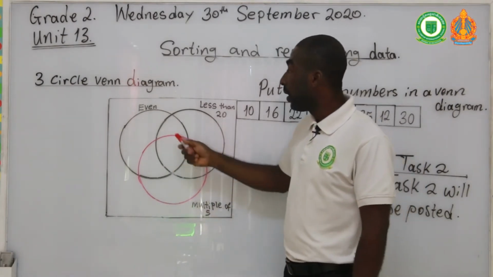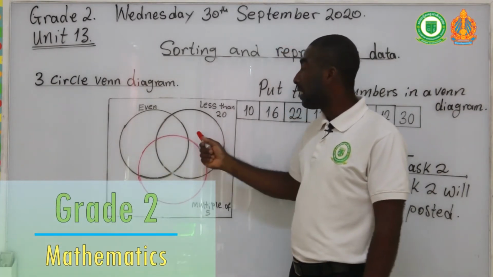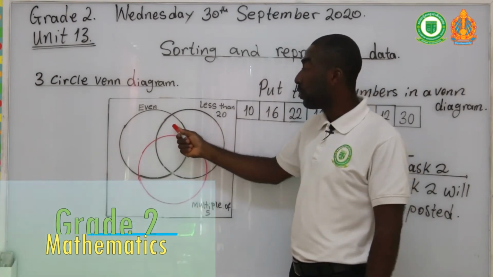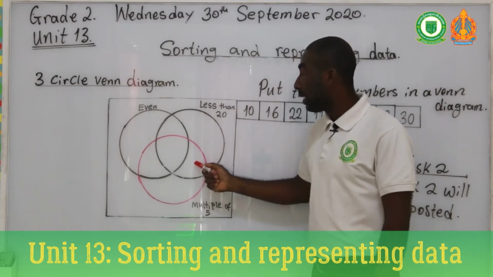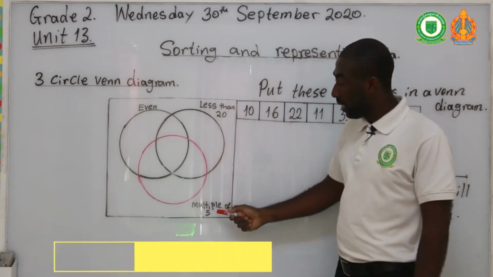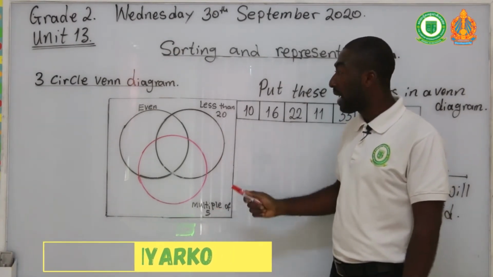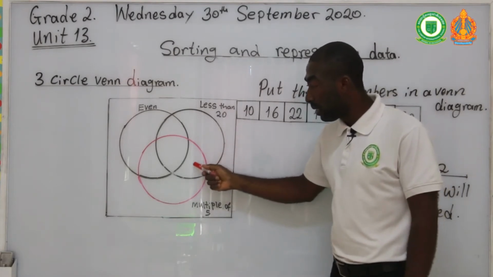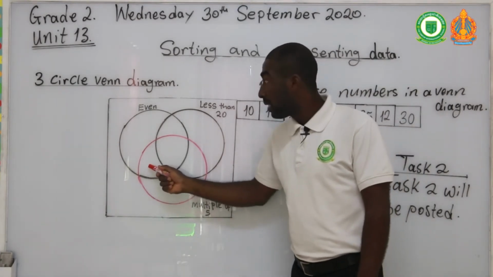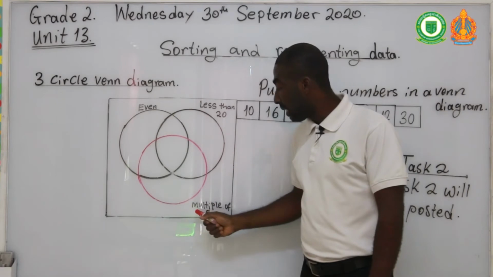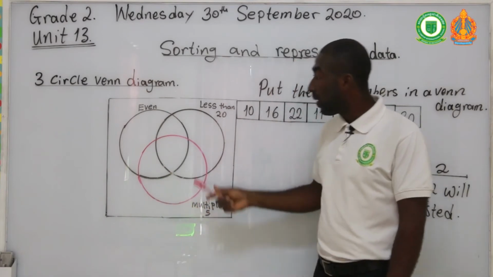Okay, now we continue. This space will cover numbers that are even numbers and at the same time less than 20. So we put those numbers here, okay? Here we have to put numbers that are less than 20 and also a multiple of 5. So numbers that are multiples of 5 and less than 20, we have to put them in this space here. This space will cover numbers that are even numbers and that are also multiples of 5. So we have to put them in this space.